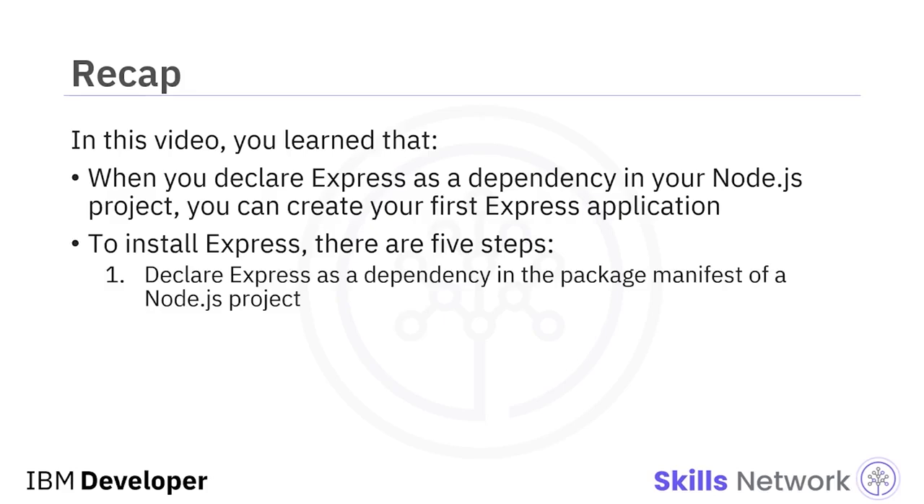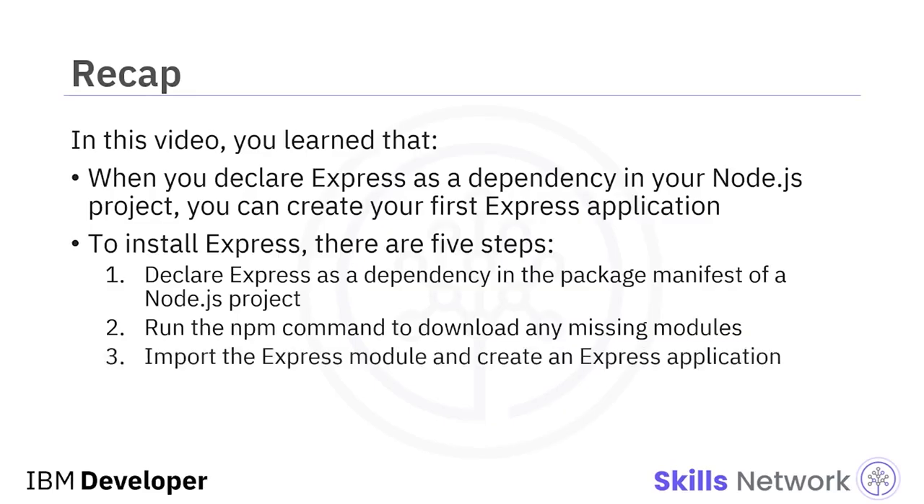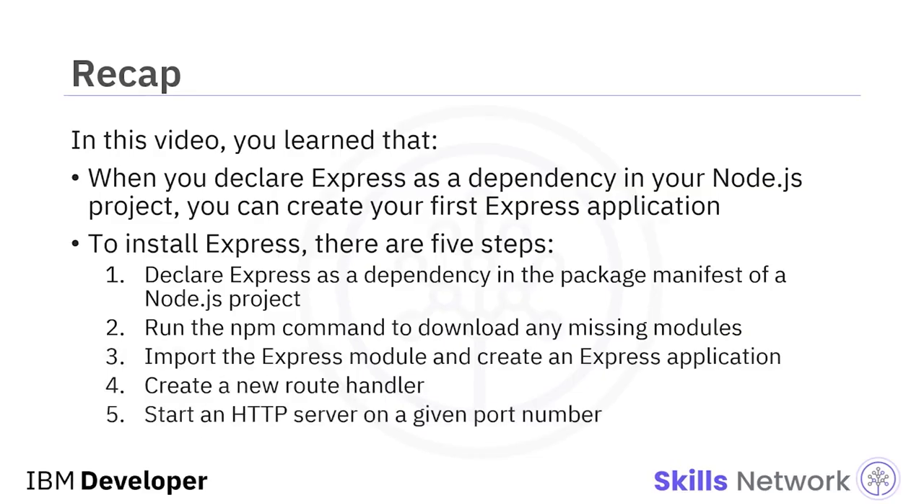1. Declare Express as a dependency in the package manifest of a Node.js project. 2. Run the npm command to download any missing modules. 3. Import the Express module and create an Express application. 4. Create a new route handler. And 5. Start an HTTP server on a given port number.